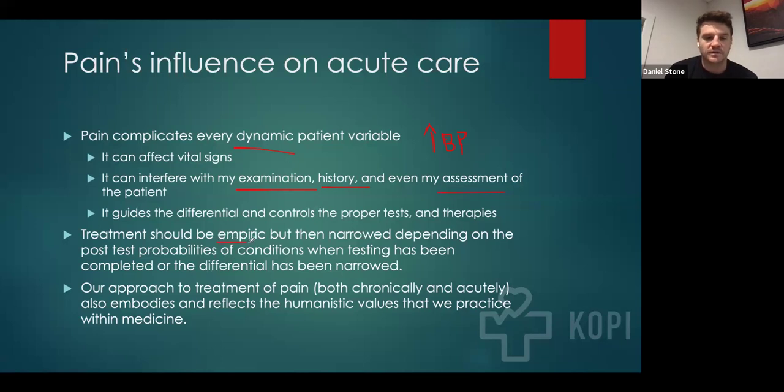So treatment of pain should always be empiric. It should always be the first thing that you're reaching for. It's always the first thing that I order when I'm taking the patient in the emergency department. Regardless of whether it's acute or chronic pain, you want to make sure that treatment of the pain is the first thing that you're thinking about when you evaluate some of these patients.